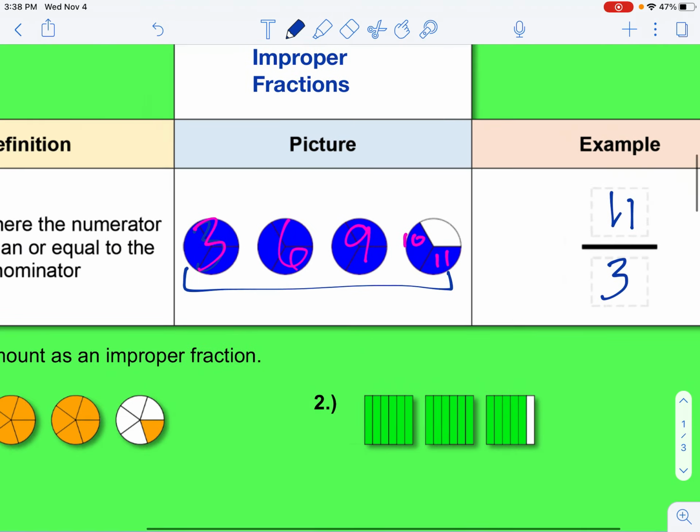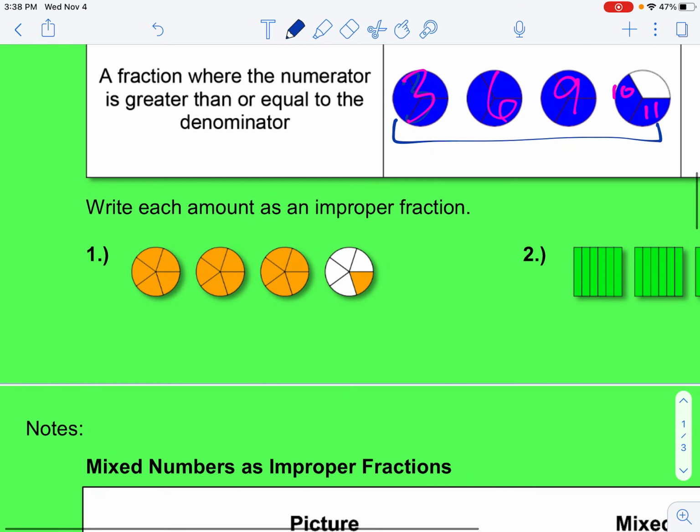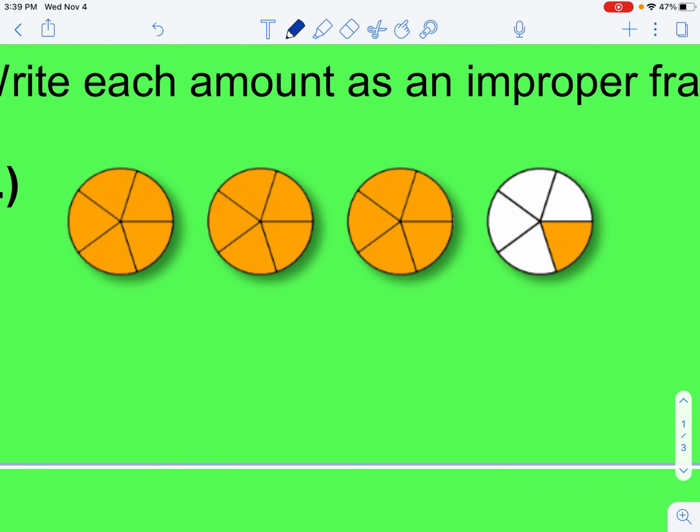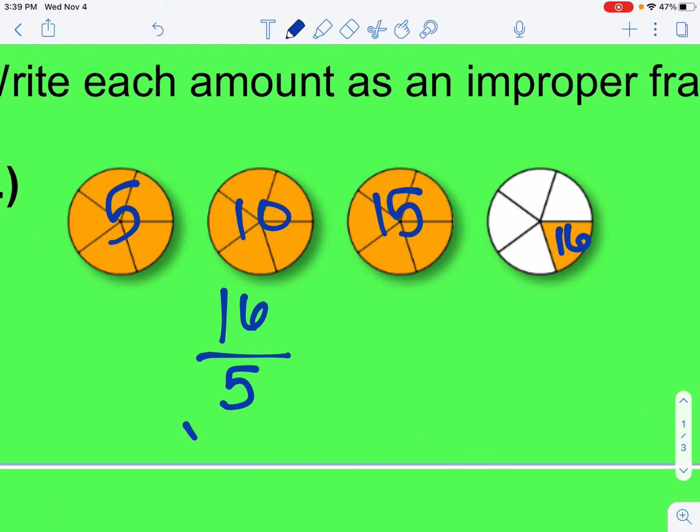Let's take a look at a couple more examples. I'm going to write each amount as an improper fraction. So in this example, all of my wholes are split up into fifths. I want to count how many fifths I have, and that will be my numerator. 5, 10, 15, and then one more is 16. So my answer is 16 fifths.